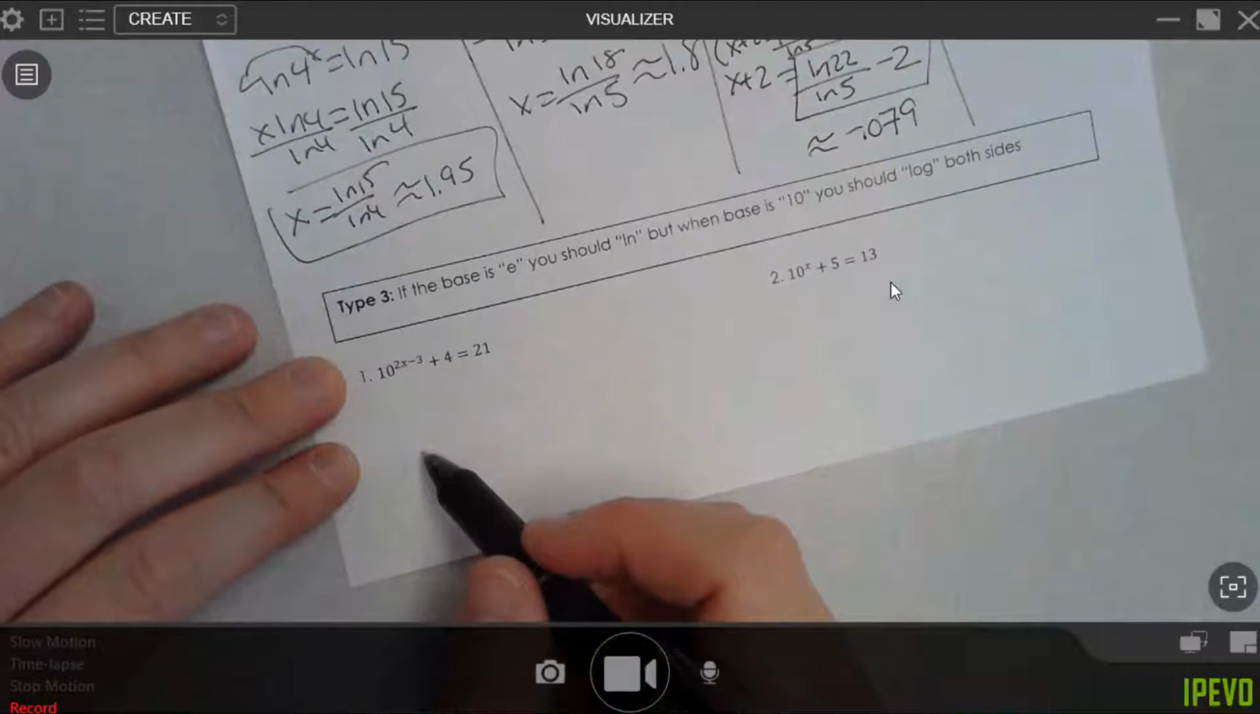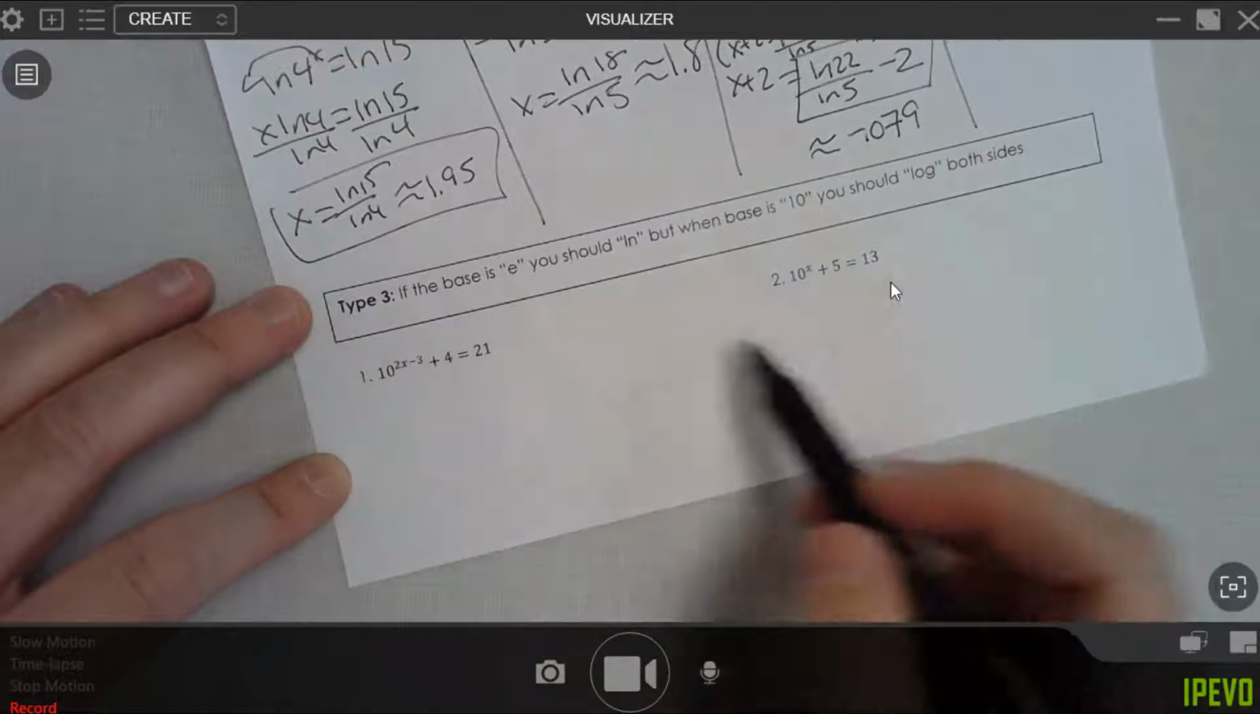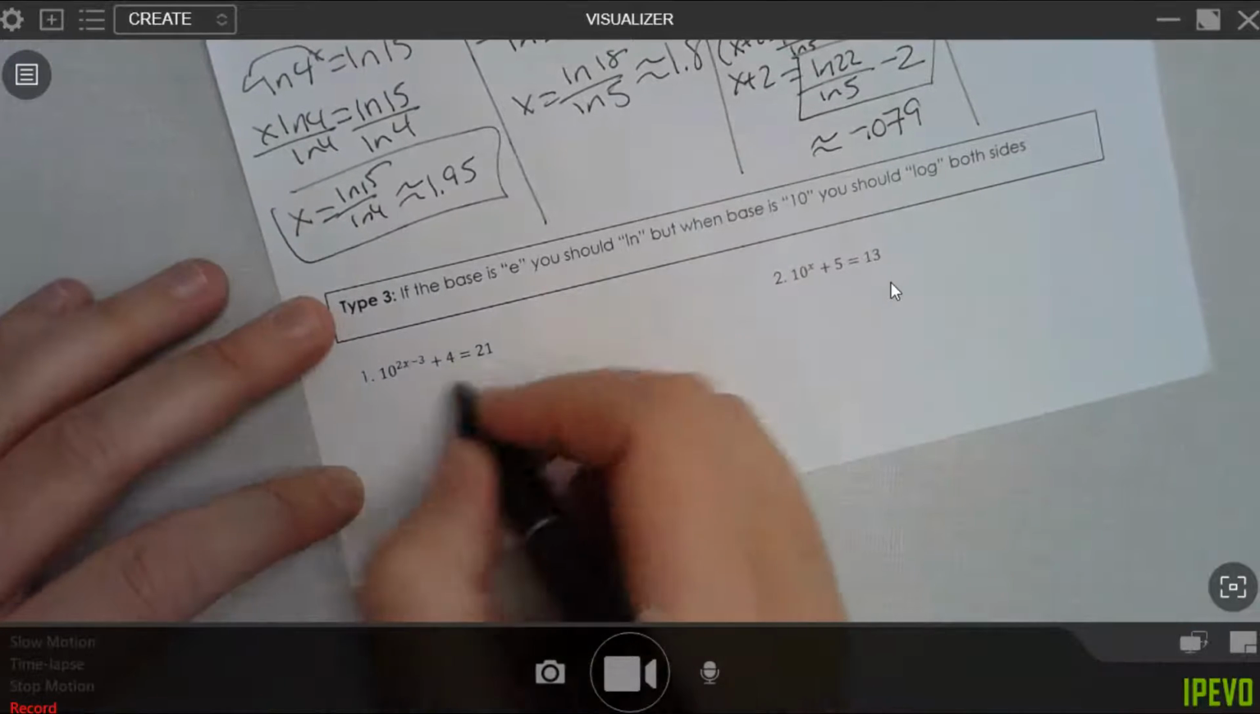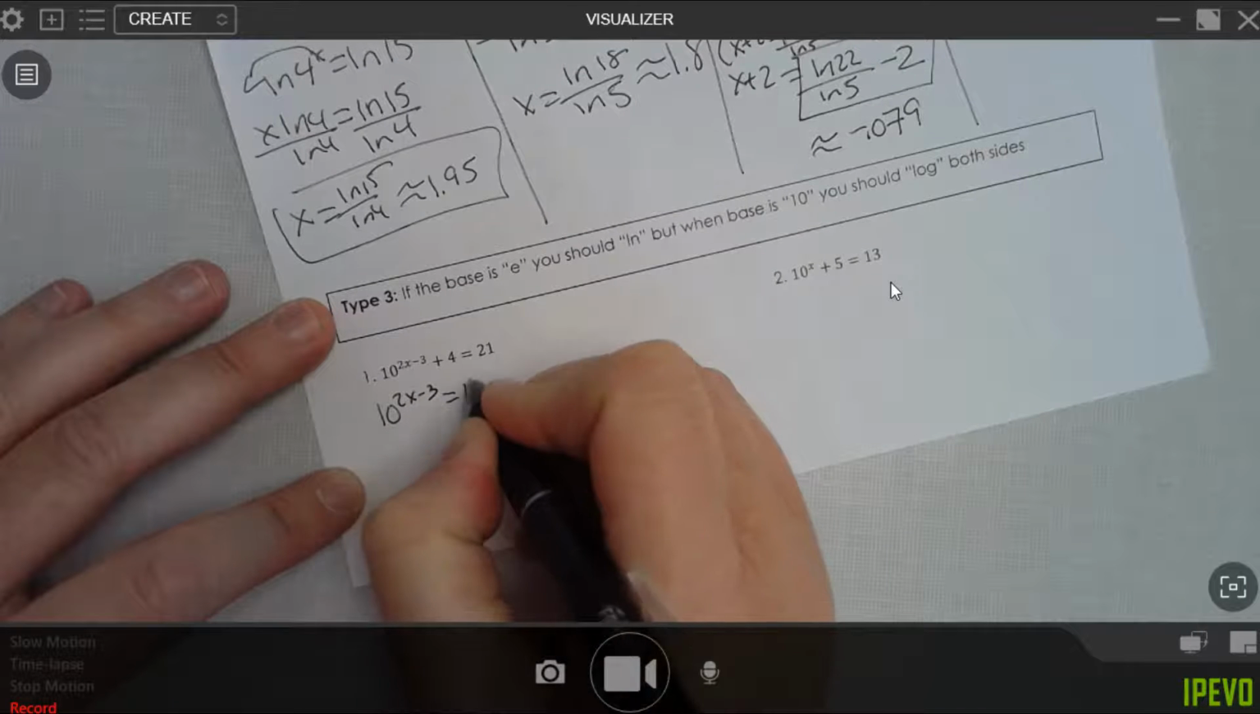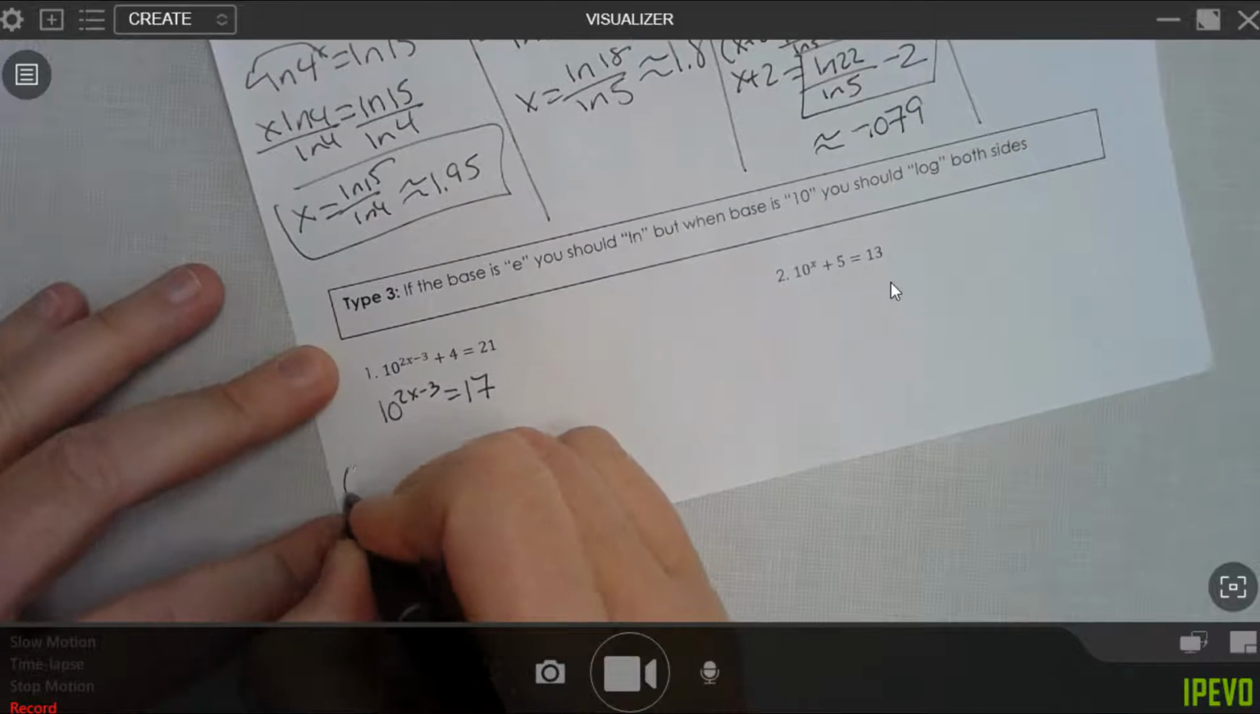So down here, if the base is 10, the same reason the natural log of e is 1, log of 10 is 1 also. So 10 is the only time I ever use logarithms. So I would go ahead and solve it by minusing my 4 over, and then log both sides.